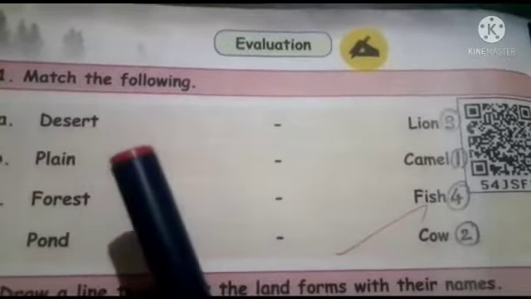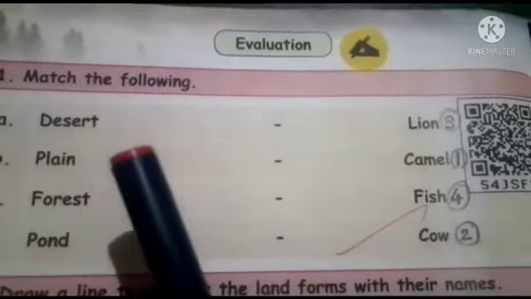Okay, next one. What is this? Forest. Okay, forest. Forest spelling, here. Okay, draw a line to connect. Next one. What is this? Plain. Okay, plain spelling, here. Okay, draw a line to connect.